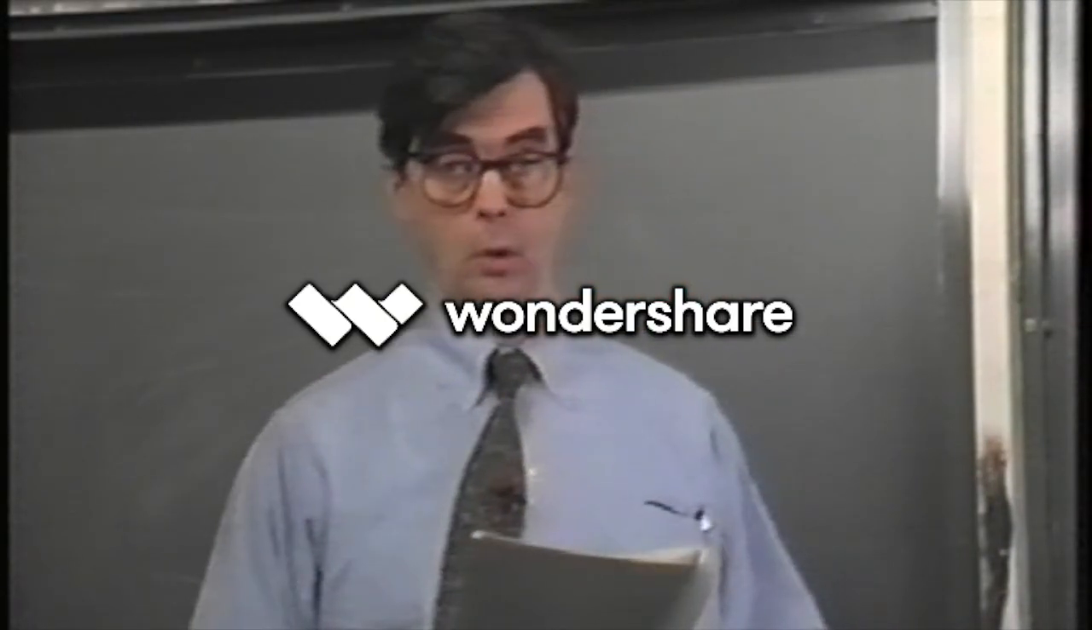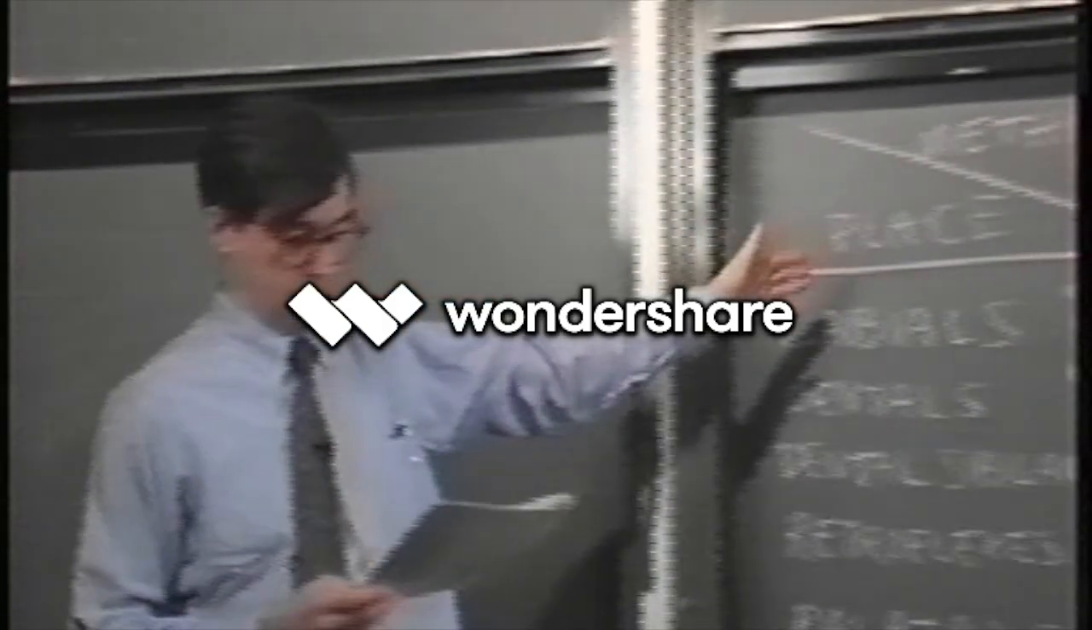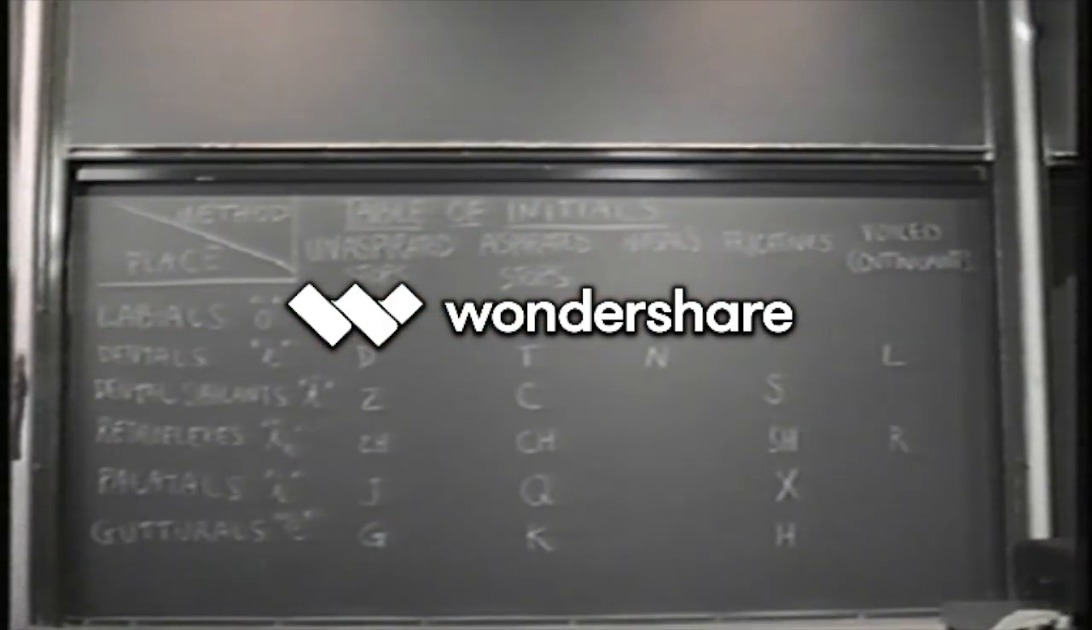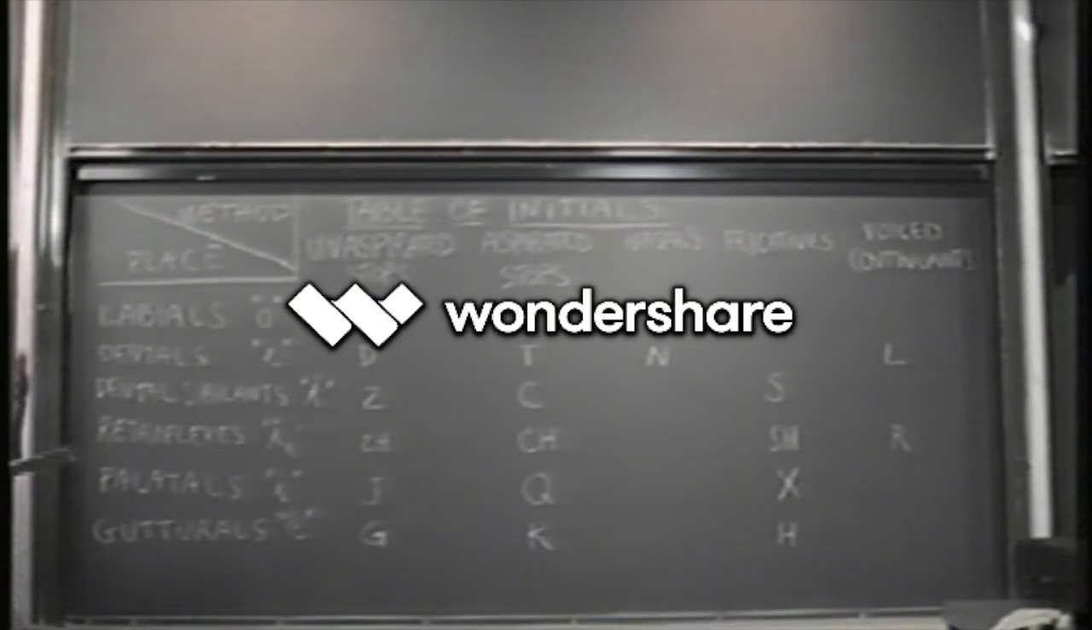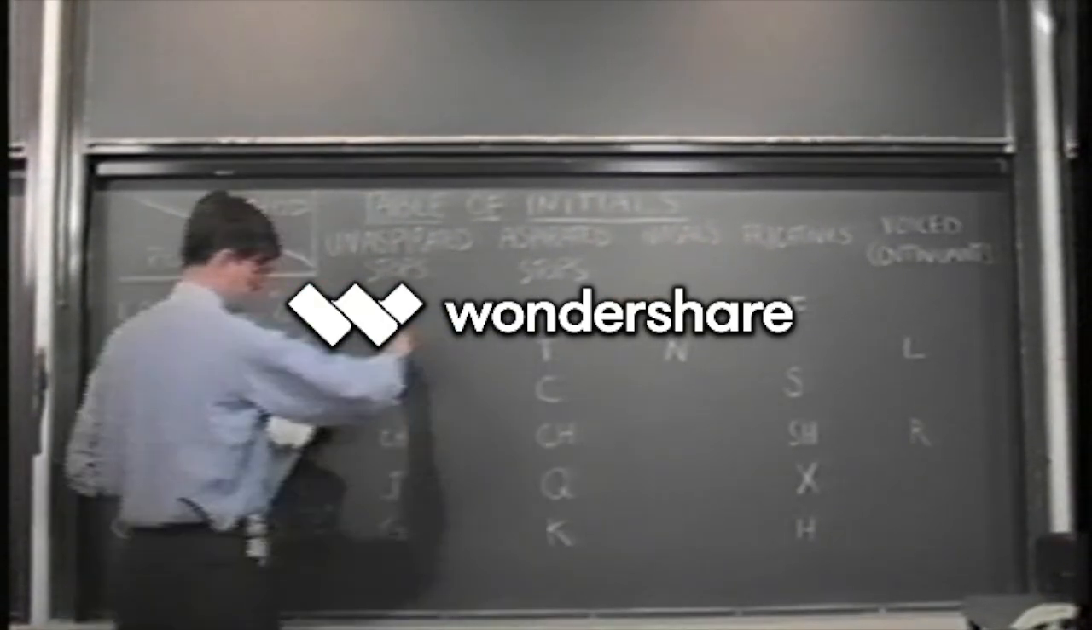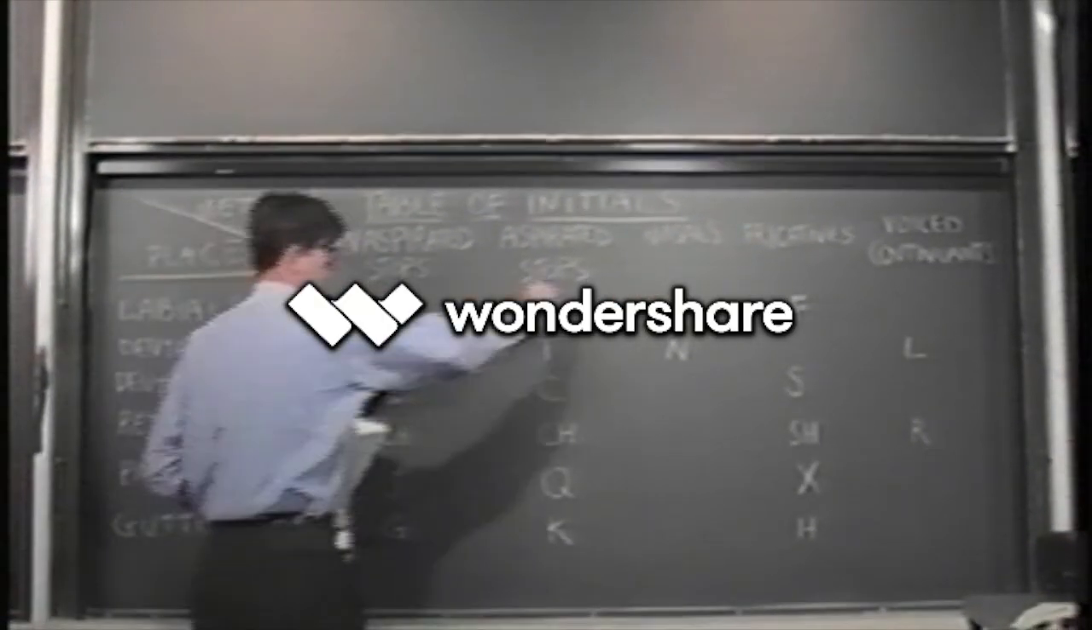Here on the blackboard is the table of initials. Within a few days, you should be able to write out from memory the portion of this chart which contains the letters of the alphabet. Within this area here.